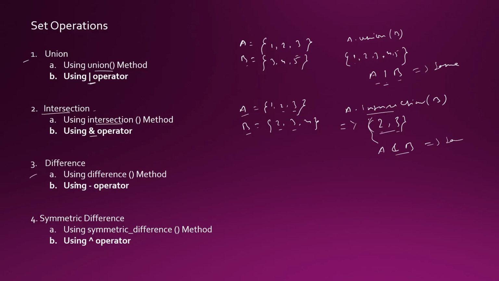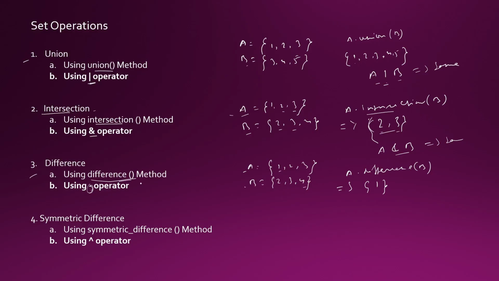Next is difference. Difference gives elements that exist in the first set only. We can perform this operation using the difference method, and another way is the minus operator. So if we have A as 1, 2, 3 and B as 2, 3, 4, and we write A dot difference B, it will give me the answer 1. So what is the difference between A and B? That is 1 and 4, right?